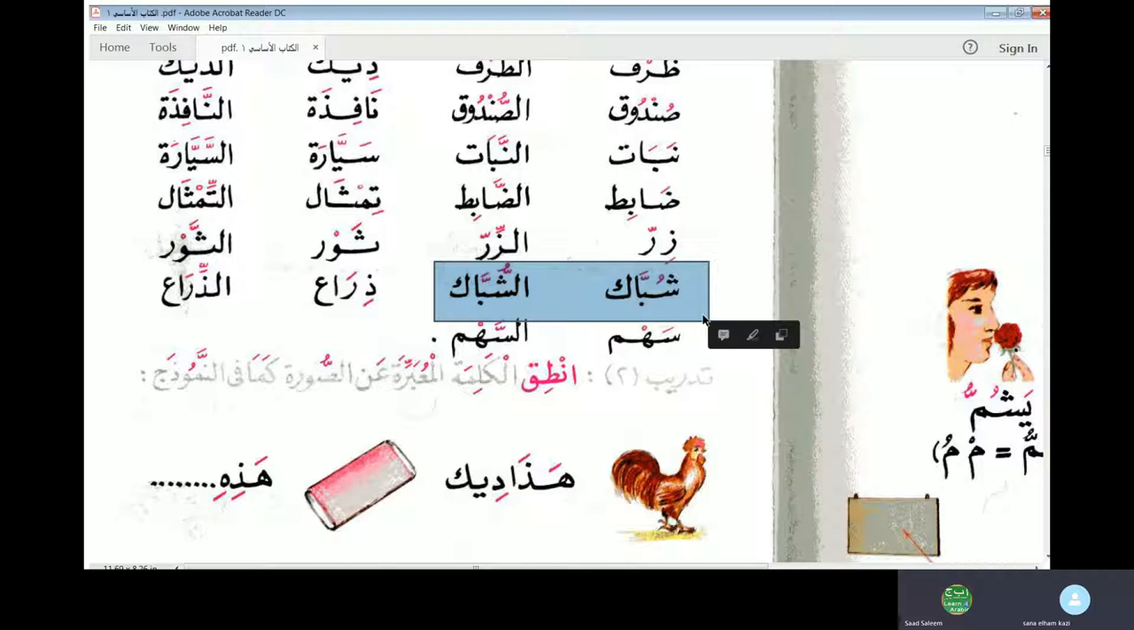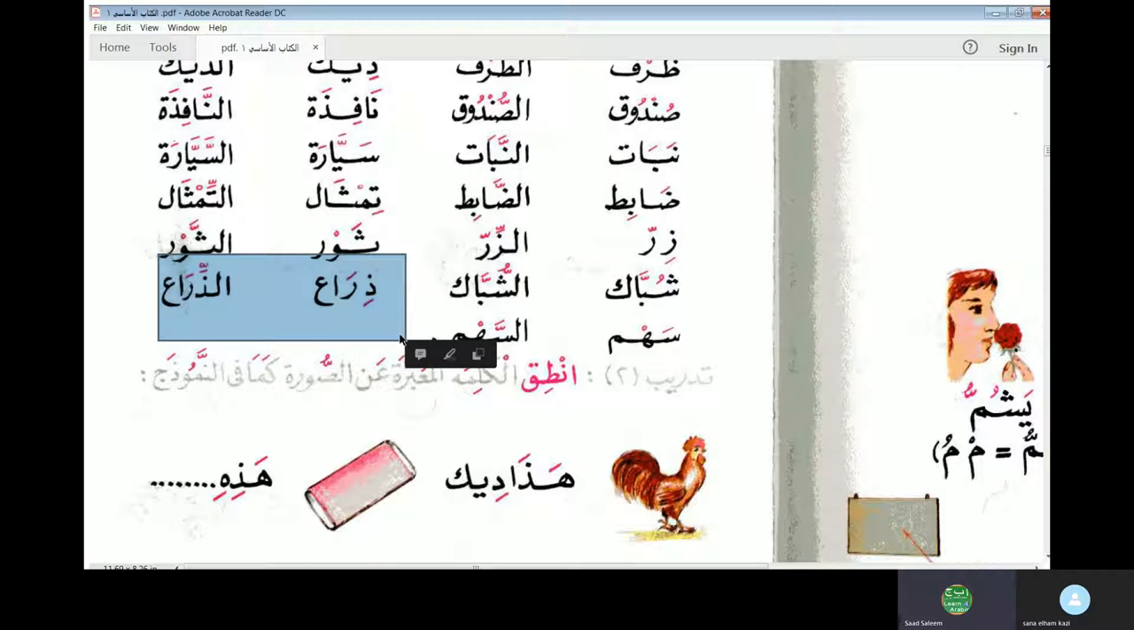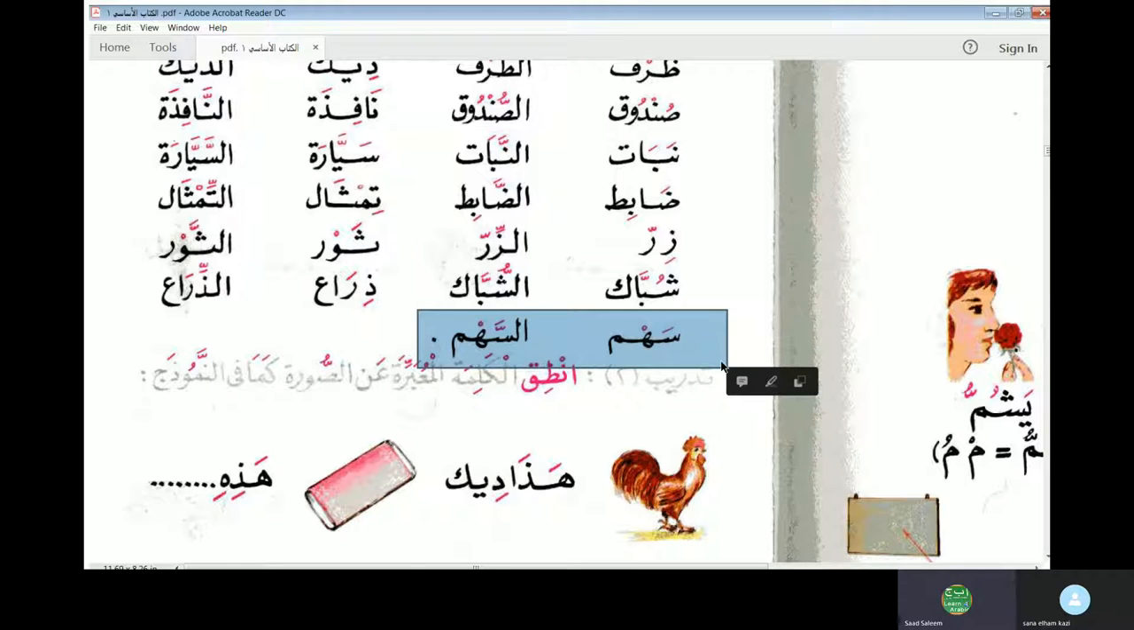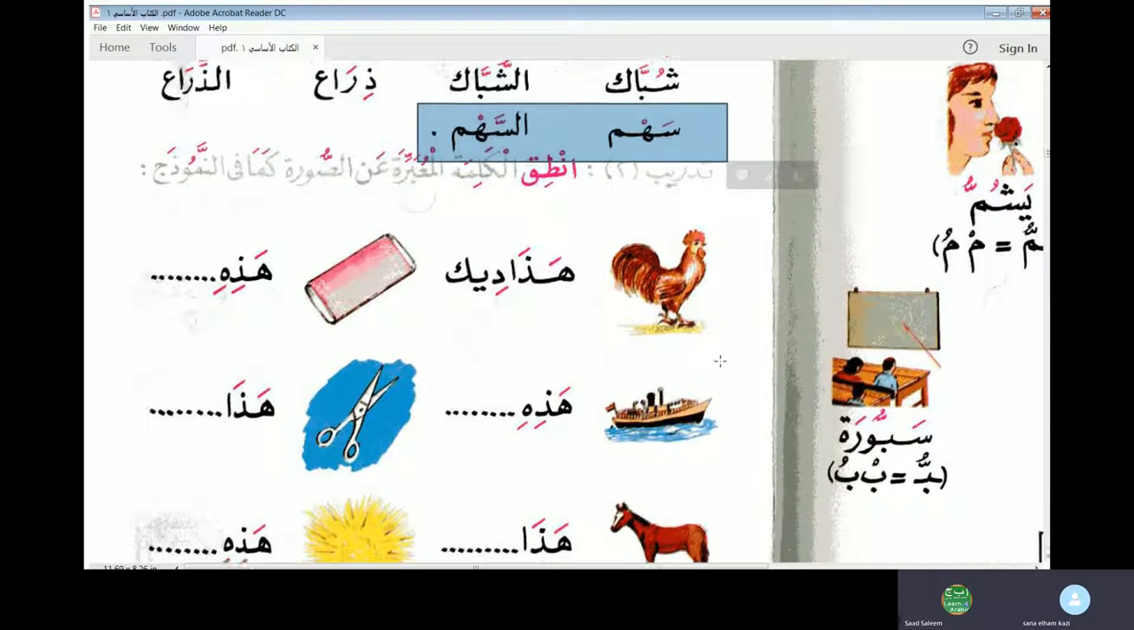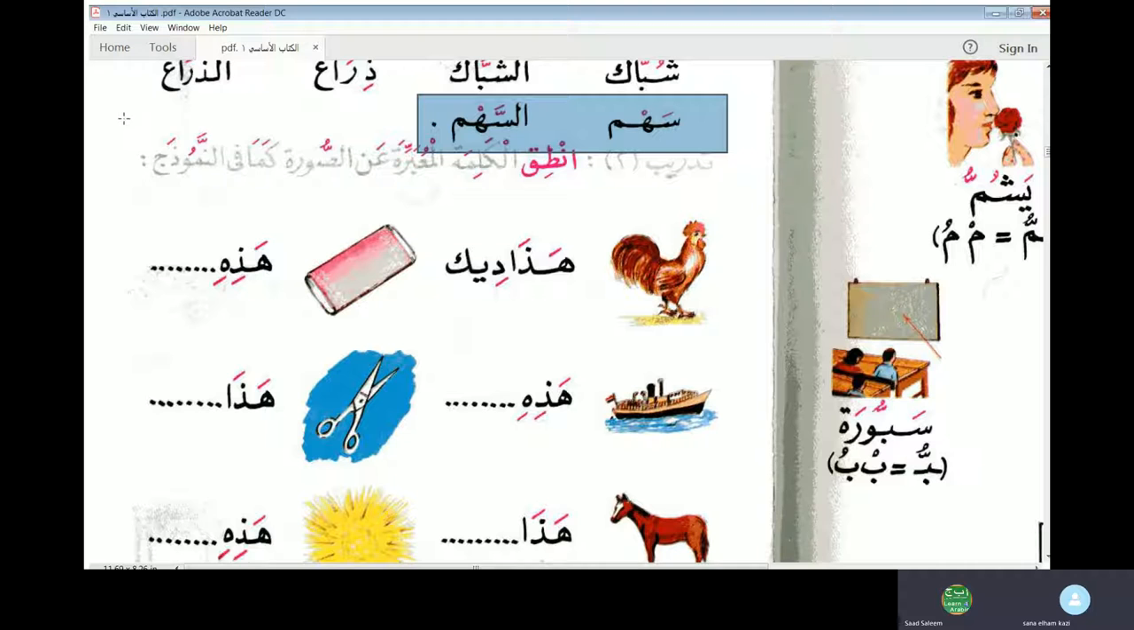Shubbak is window, plural. One window, single window. Ash-shababik, windows. Dhira', arm. Dhira' means bazu, arm, hand. Okay. Sahm, arrow, and as-sahm, the arrow.